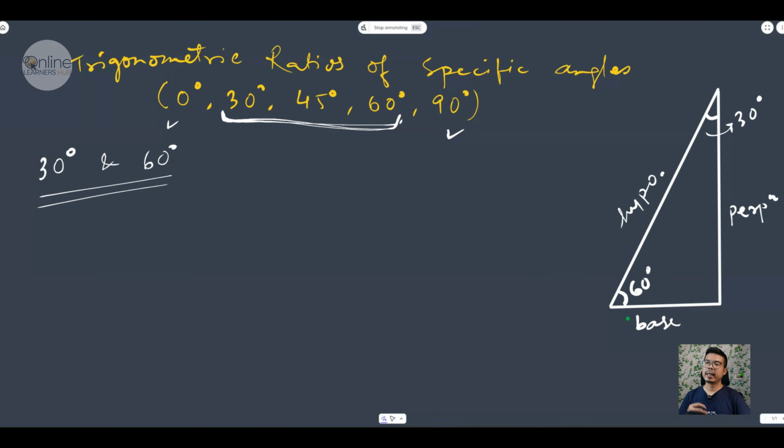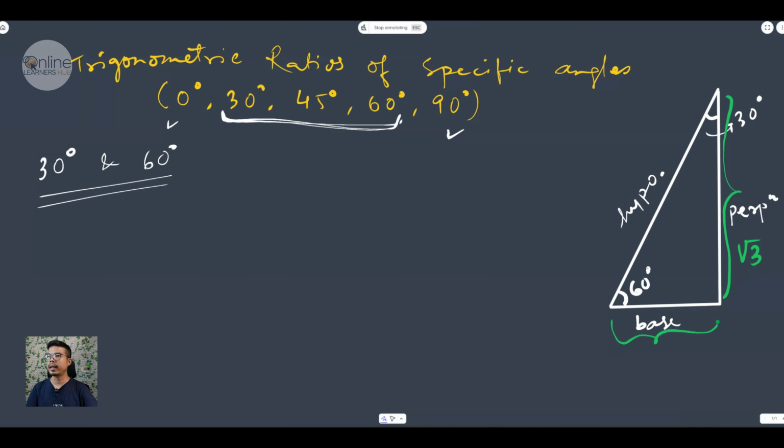See, one thing I want you to understand. Whenever you see these 2 angles, 60 and 30, the longer side you always consider as root 3 and the shorter side always consider as 1. And when the longer side is root 3 and the base is 1, the hypotenuse will always remain as 2.